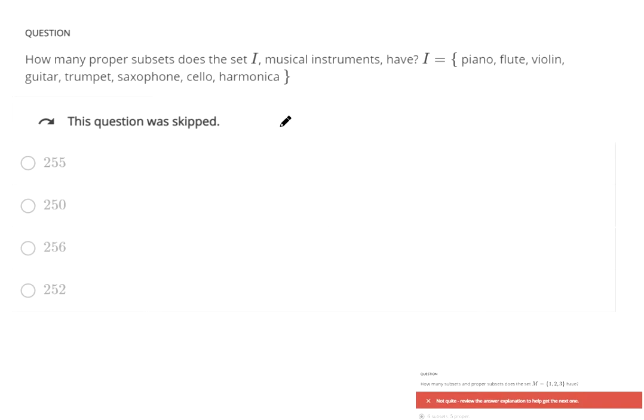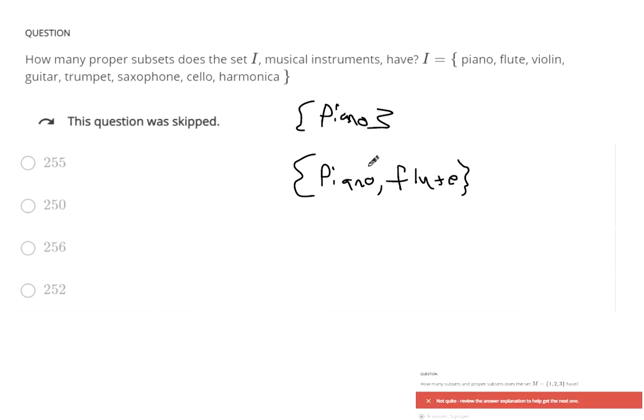So a subset of this set I would be piano. That's a small subset, but it's a subset because it's a smaller portion of the bigger set I. So the set I just drew here is a subset of I. Here's another subset. I'm only thinking of instruments that are a part of set I. So that means this is a subset of set I. It's a smaller portion of I.